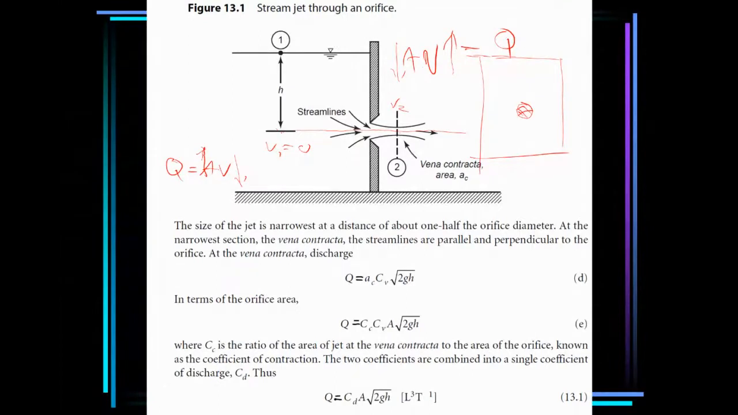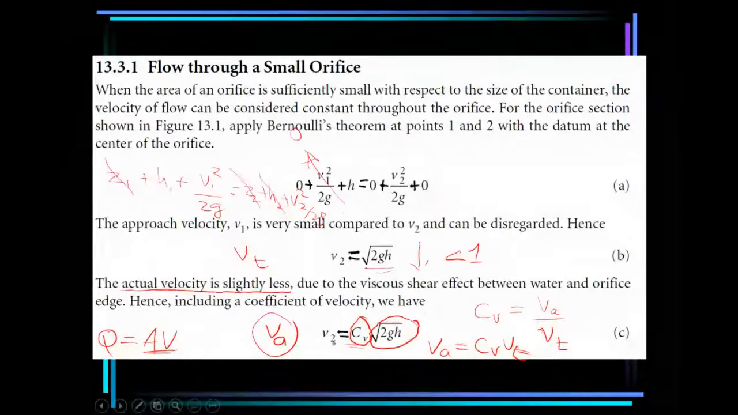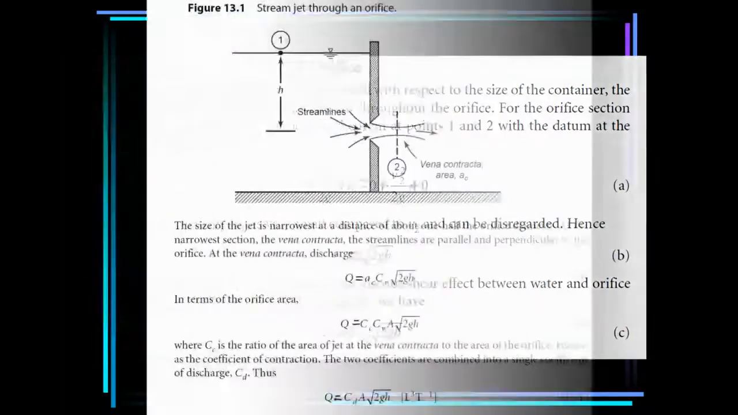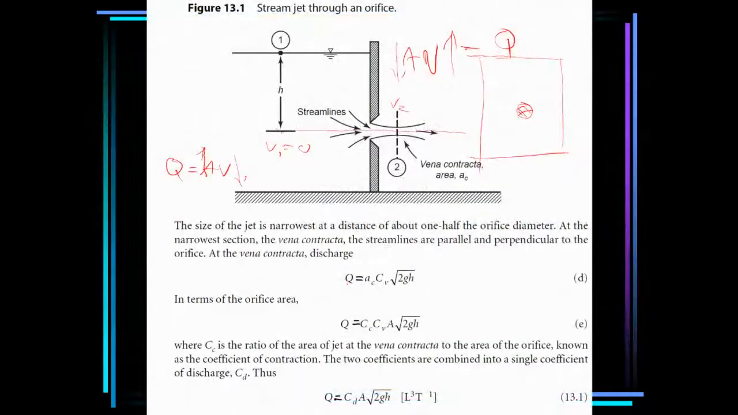At this point, remember, this is the velocity V2, the actual velocity. To find the discharge Q, we just multiply by the area of flow, because Q is equal to AV. We already know V. V is CV square root of 2GH. So this is the area AC, which is the area of the vena contracta, A subscript C.